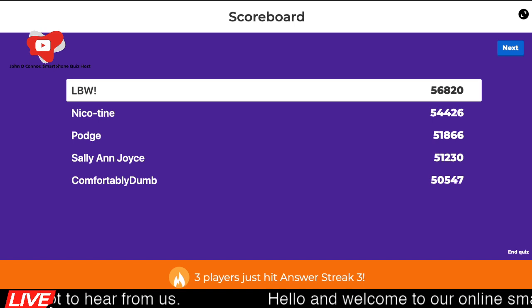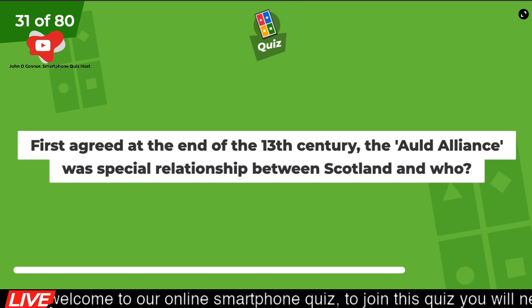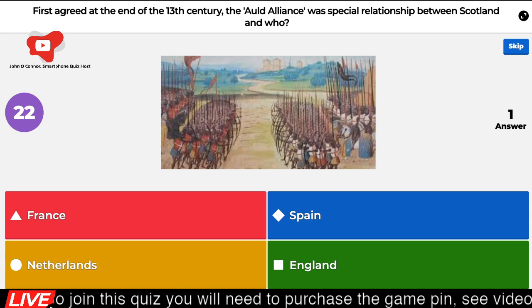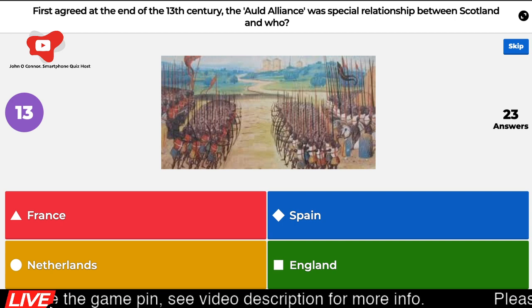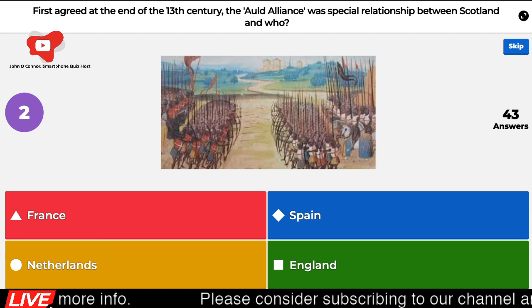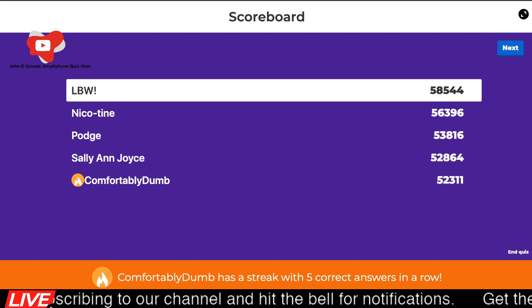Question 31, multiple choice. First agreed at the end of the 13th century, the Auld Alliance was a special relationship between Scotland and who? Is it France, Spain, Netherlands, or England? Three correct answers here. It is France. Well done. Comfortably in fifth place. That's a streak of 5 in a row. Question 32.